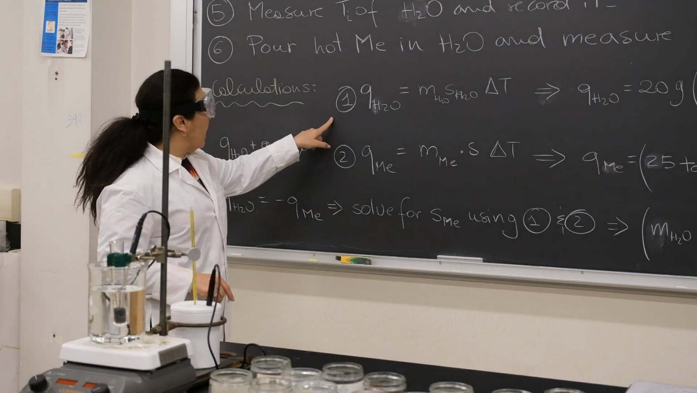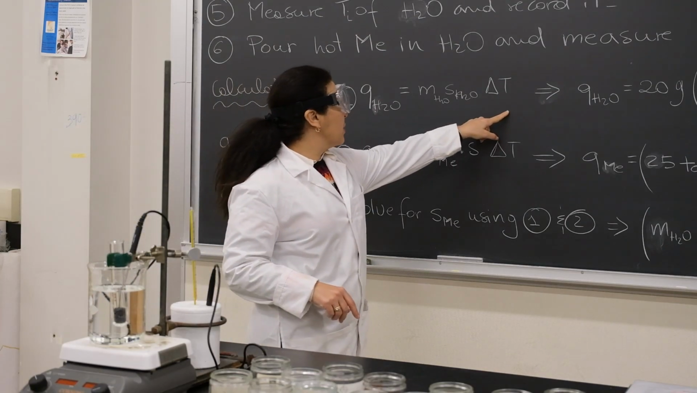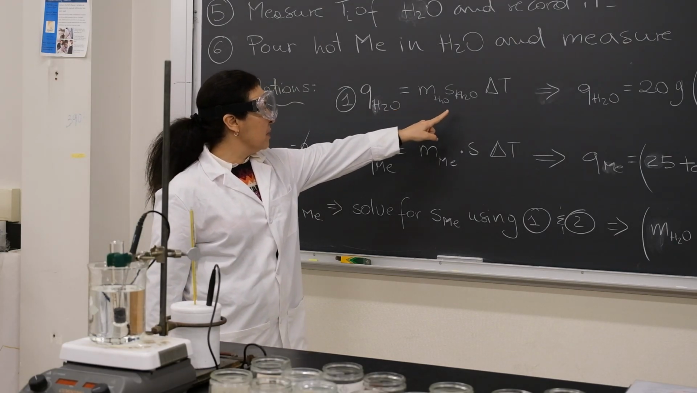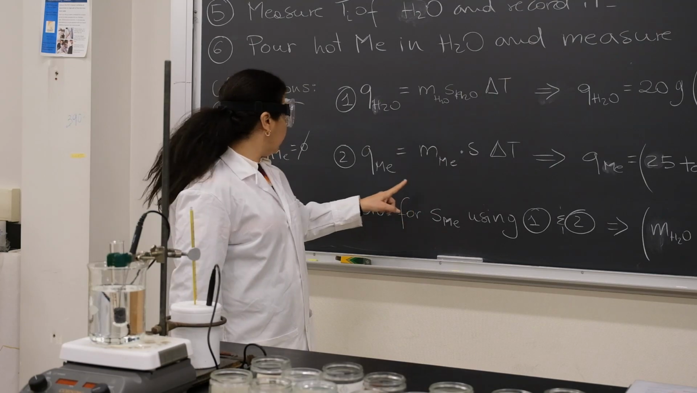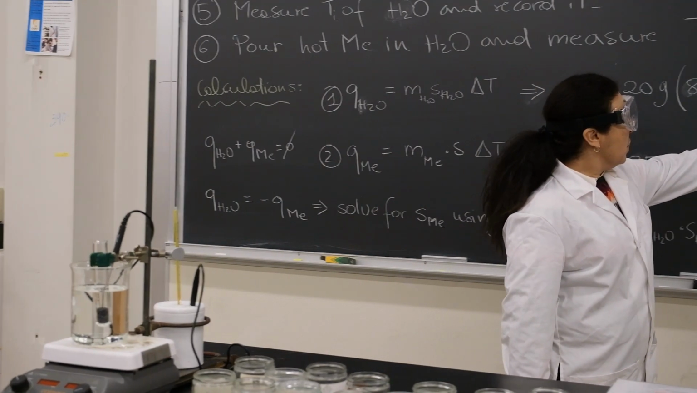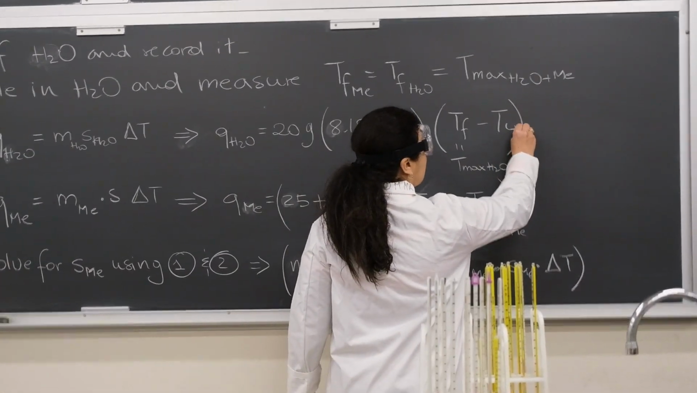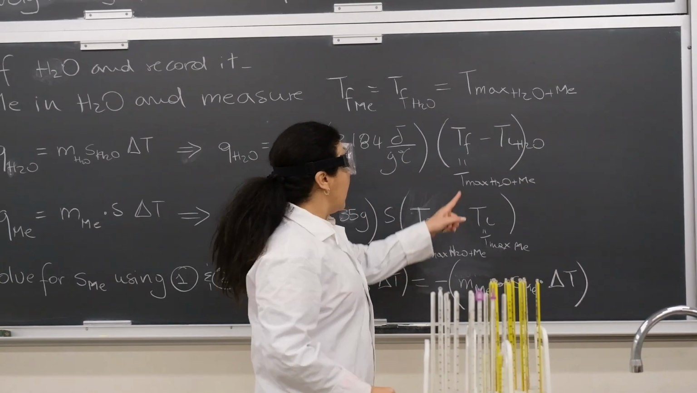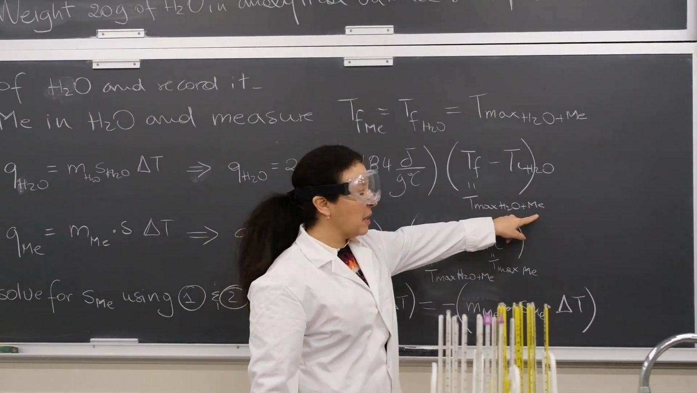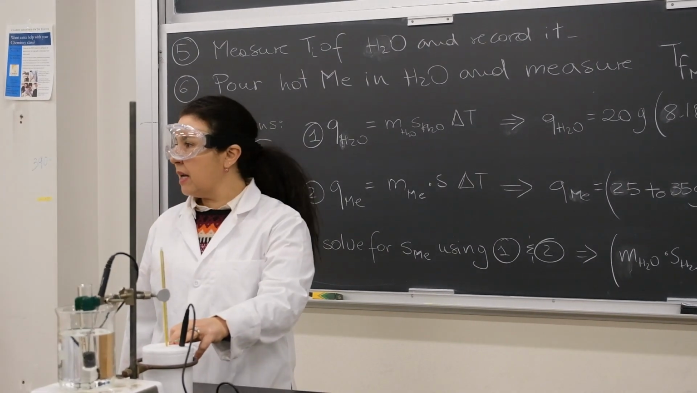So then you perform your calculation. Here you have the equation to calculate the heat of the water. You know the mass is 20 grams. You know the specific heat of water. You know the initial temperature of just the water before you put the metal. And you know that T final, that is the maximum temperature that the water and the metal reach when you were heating them up.